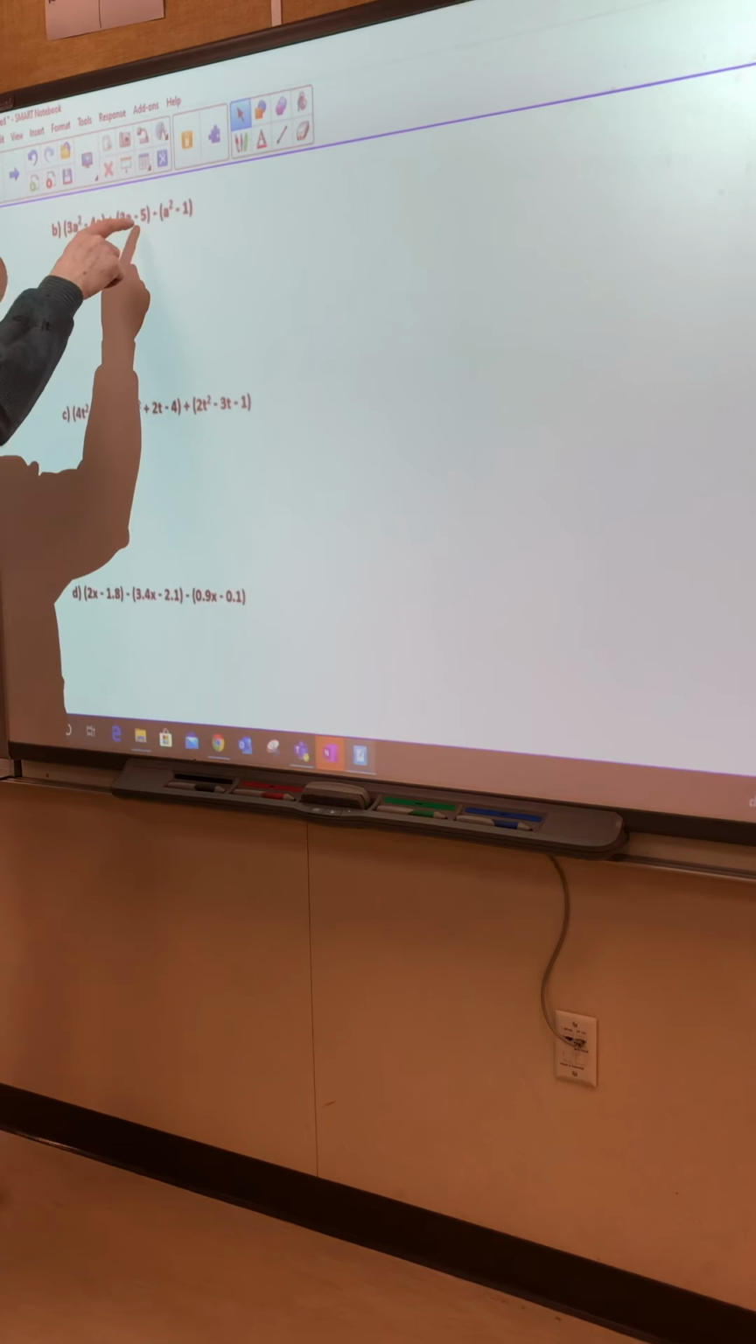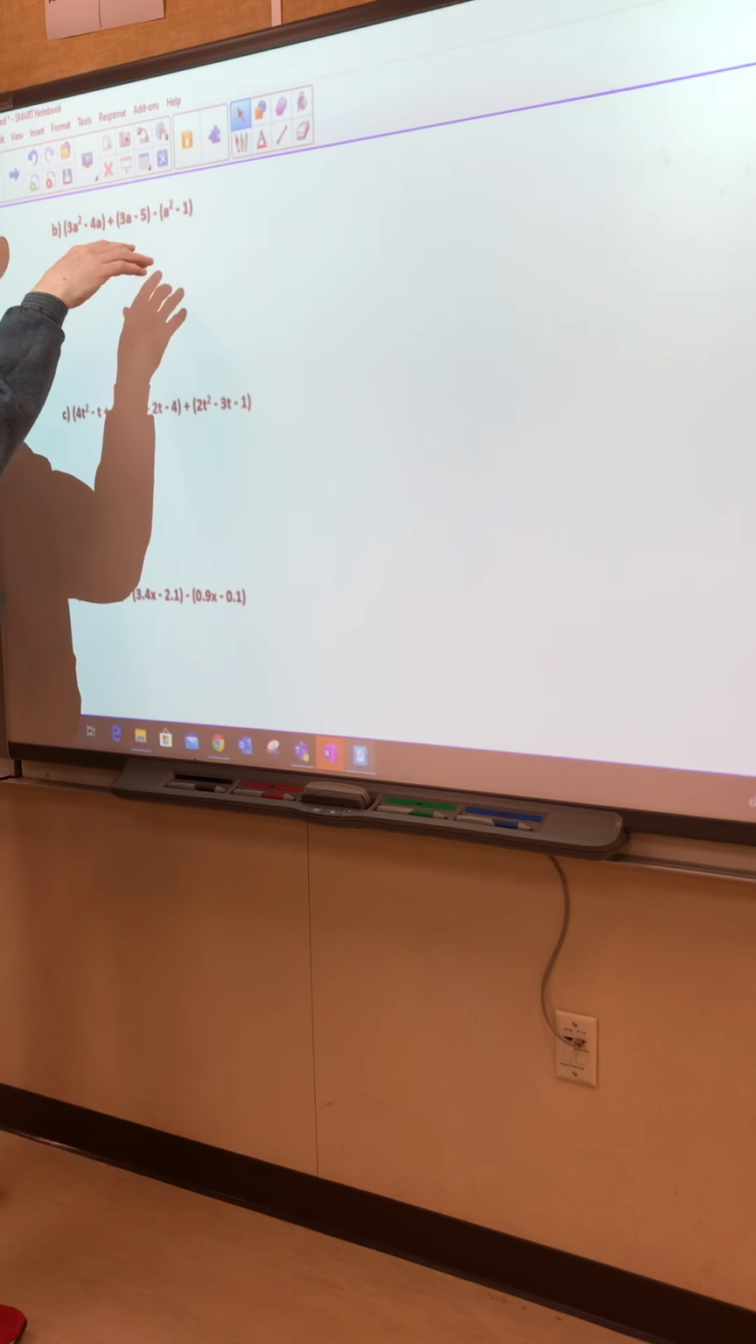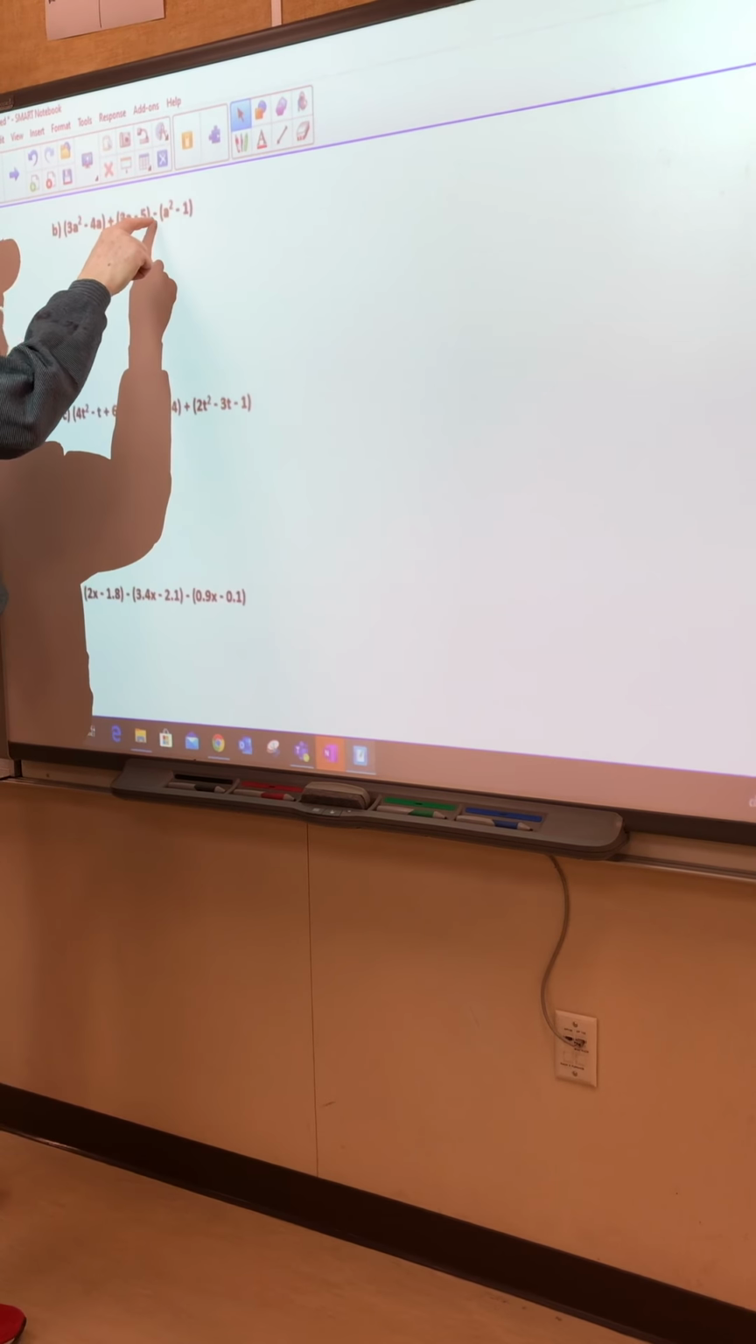Here's an add and then a subtract. So as you go through this, you can change this to addition and then change the signs, or you can just move your integers like you know how. Same with this. And the same with this. You'll be fine.